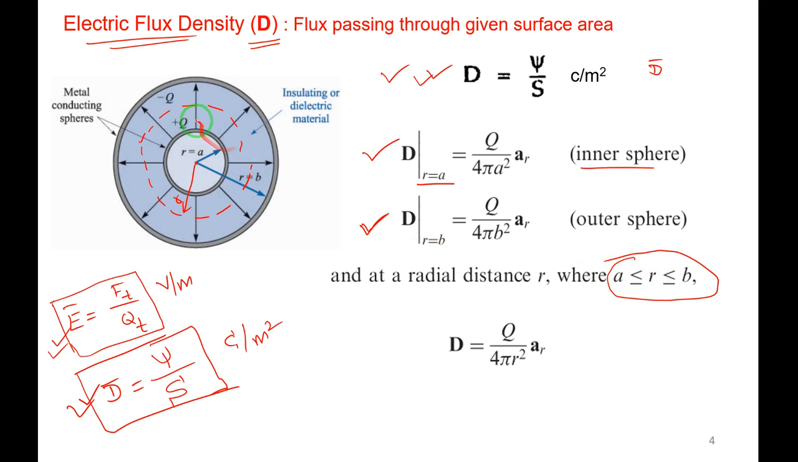Then I want to find out the electric flux density leaving this closed surface. It is nothing but Q, since the total amount of charge enclosed by this is Q only, Q by 4 pi r square into a_r. This is the general formula, right? I hope you understood this. The electric flux density on the inner sphere, on the outer sphere, and between the inner sphere and outer sphere is Q by 4 pi r square into a_r. I hope you understood this.